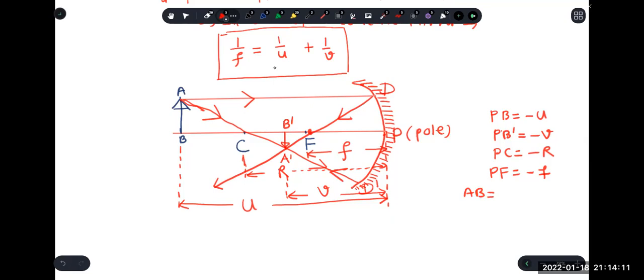AB is the object and A dash B dash gives the meaning for the image of the object.